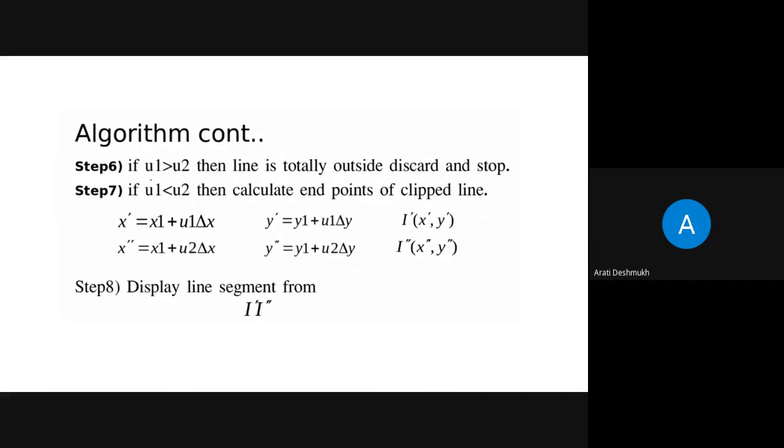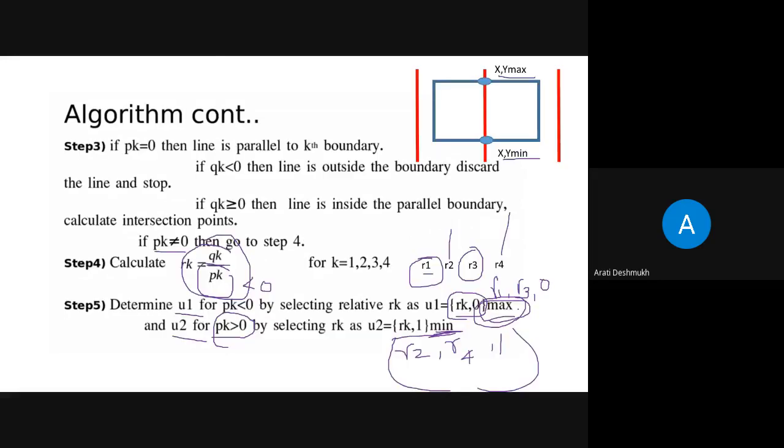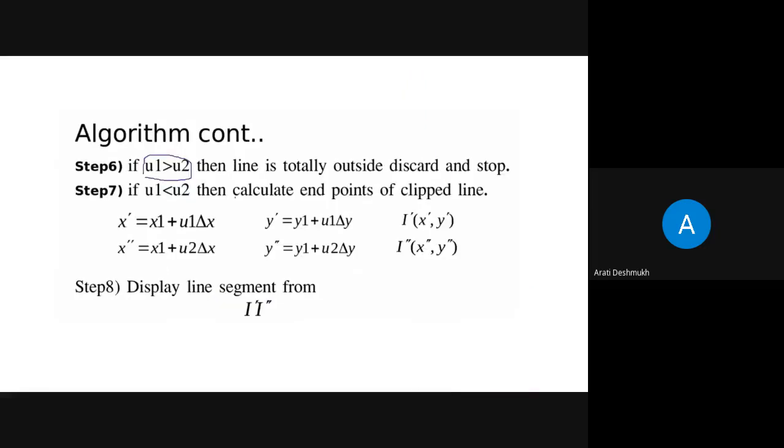So u1 is the maximum value and u2 is the minimum value. If u1 is greater than u2, then the line is totally outside and we discard it. But if it is not, then we find out x1, y1, x2, y2.